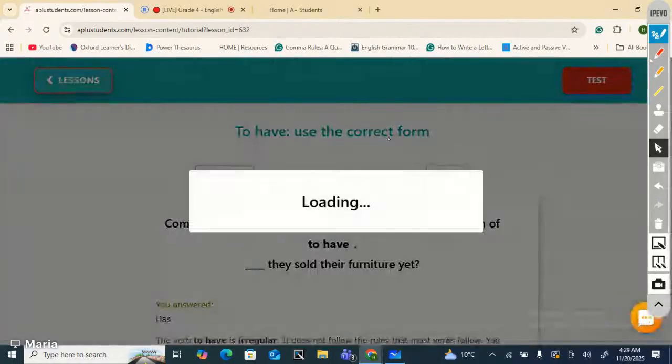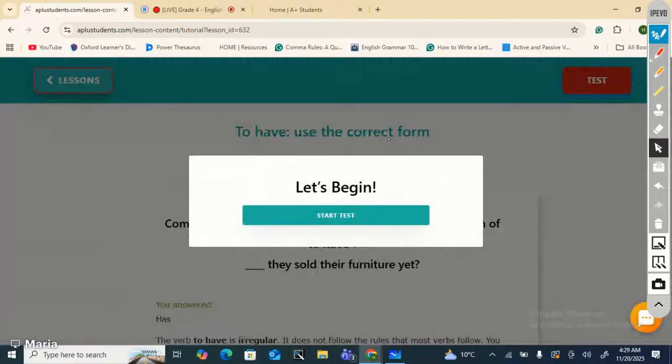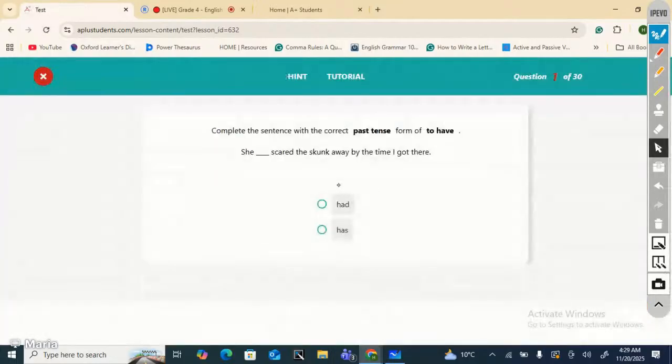And let's practice with me. Now just look at the instruction. Complete the sentence with the correct past tense form of the verb to have. We are talking about verb to have. And what is the past tense form of verb to have? Remember, had is the past tense form of verb to have.